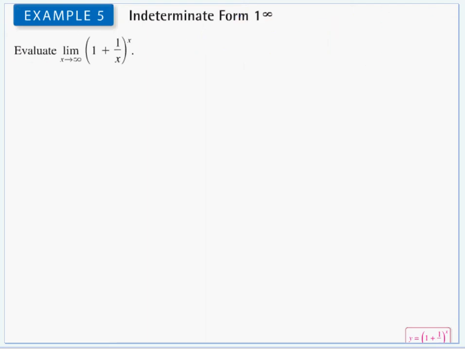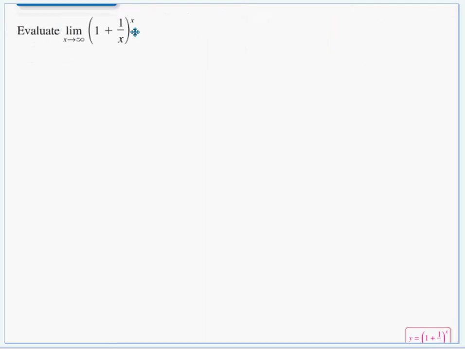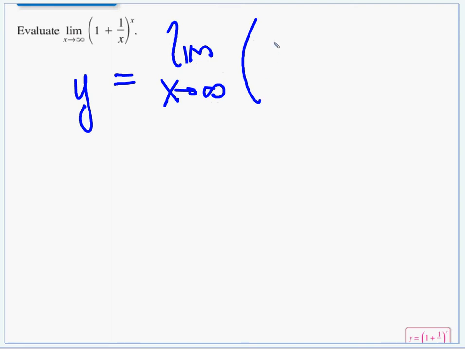Now, here is how these problems begin. The big problem is that variable in the exponent. So we're going to say this limit does exist and it's equal to y. So we're going to say y is equal to the limit as x heads to infinity of 1 plus 1 over x, to the x power.